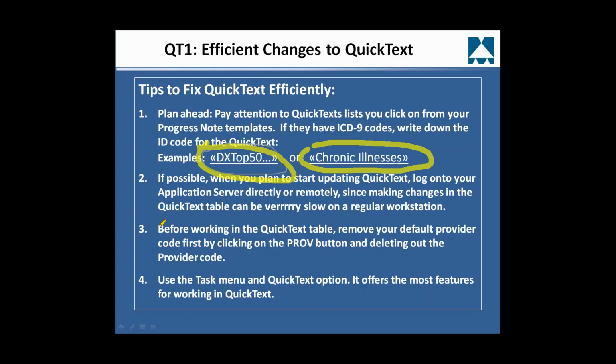Before working in the quick text table, except for one site that we have on the phone right now, I believe it's only one site, remove the default provider. If you have provider-specific templates, then this is going to be different for you, okay? Provider-specific or practice-specific. But most of my sites have universal templates, which just means that everybody can see the same templates, the same quick text. So remove the provider button first, and I'll show you what that looks like. Use the quick text menu and the quick text option instead of going to any of the other menus, and I'll show you what I mean by that.